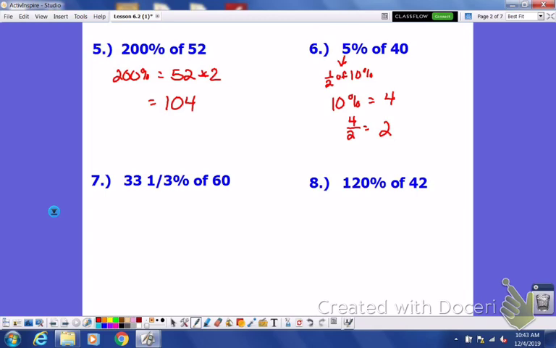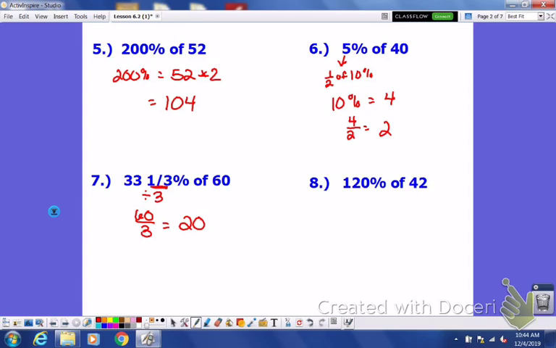And number 7, 33 1/3% of 60. Think about this 1/3 here. That means we're going to divide by 3. So 60 divided by 3 tells us that 33 1/3% of 60 is 20.